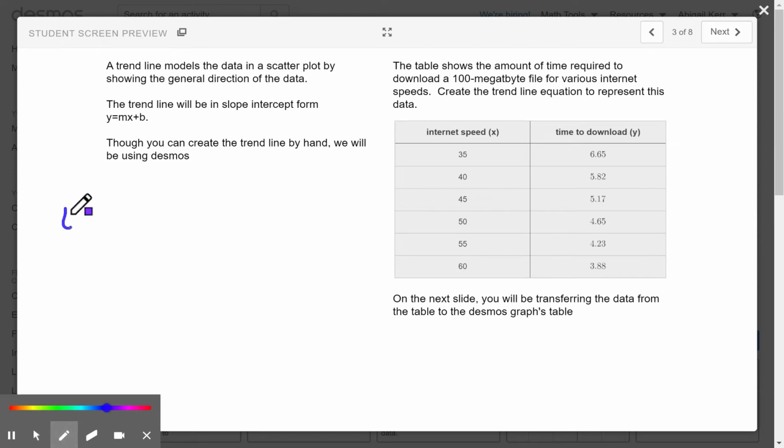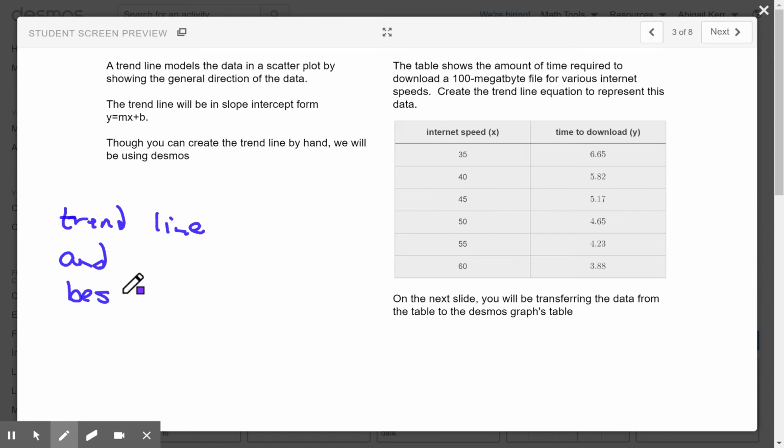So trend line and best fit line of best fit is the same thing. So sometimes I'll use the line of best fit, and sometimes it's a trend line. Line of best fit is exactly what it sounds like. It's the line that fits the data the best.